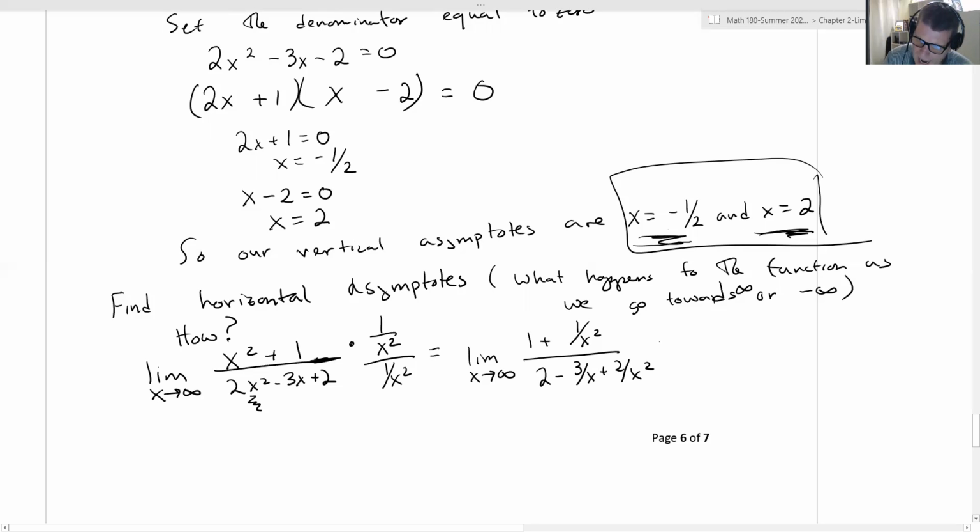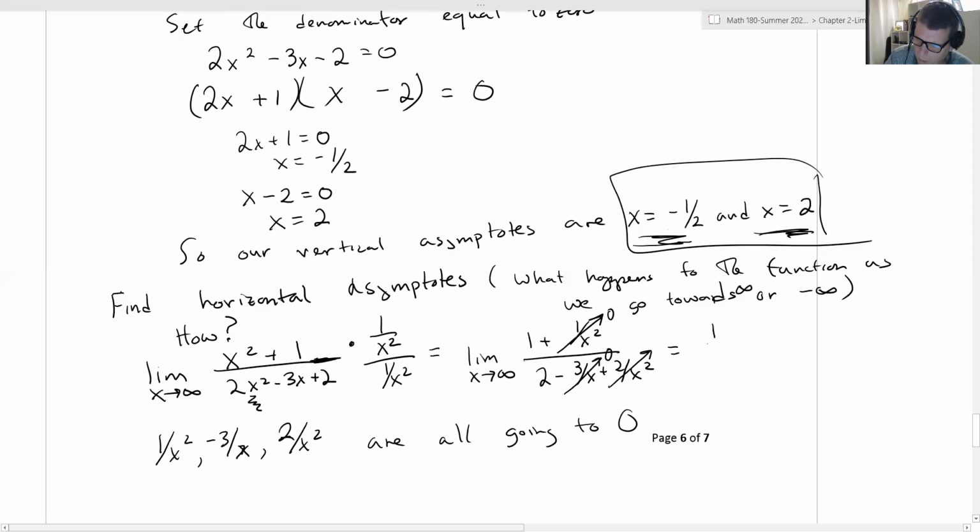Now, what's going to happen is 1 over x squared, negative 3 over x, and 2 over x squared are all going to 0. This one goes to 0, this one goes to 0, this one goes to 0, so we're just left with 1/2. Like I said, you're not wrong. The process isn't wrong, it's just not what we're doing now that we're working in calculus. So that's 1/2. So my asymptote is y equals 1/2. There we are.